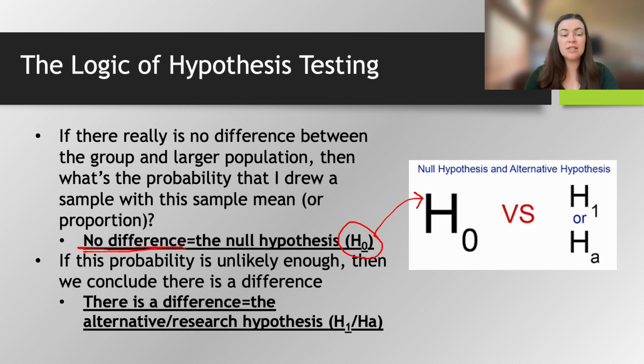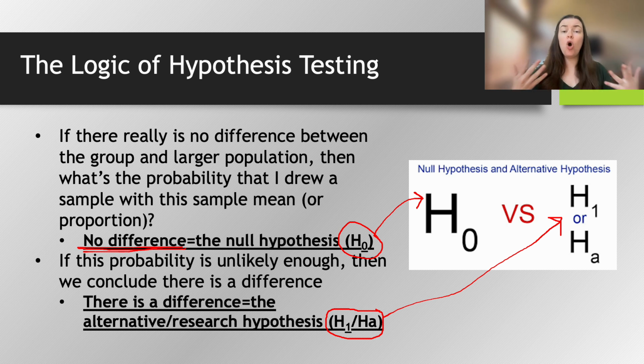If the probability is unlikely enough, then we conclude that there is a difference between our sample and the population. So that would support our alternative or research hypothesis. The statistical notation for both our alternative and research hypothesis can be twofold. You can either use H1 or HA, whichever you prefer. You're going to see them used interchangeably throughout this video and in your book as well. So know that either is acceptable, but that they do mean the same thing.